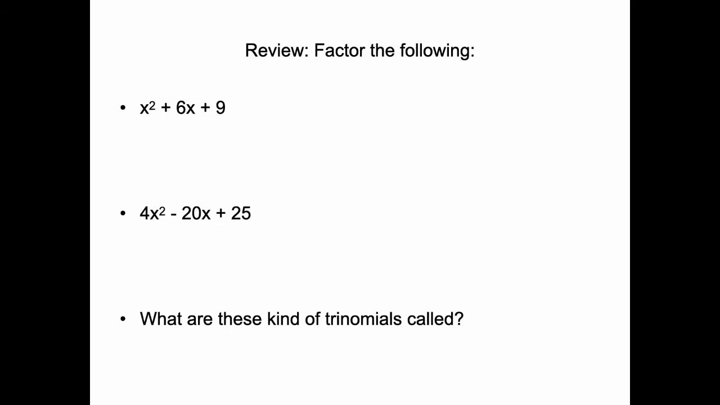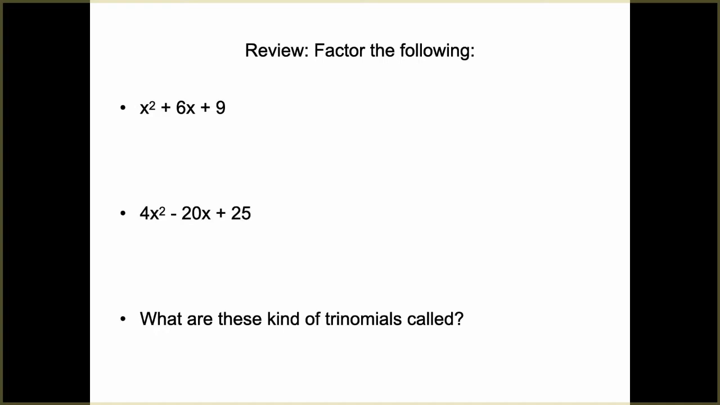Remember when we factored back in chapter 8? We've done some more here in chapter 9. And like it says at the bottom, what are these kinds of trinomials called? Hopefully you'll recognize that x squared plus 6x plus 9, and 4x squared minus 20x plus 25, are perfect square trinomials. And when we factor a perfect square trinomial, we get a binomial squared.